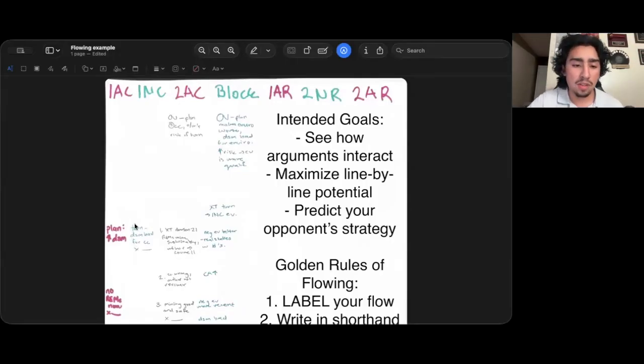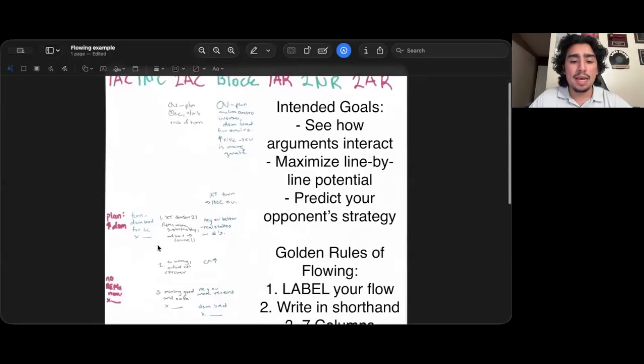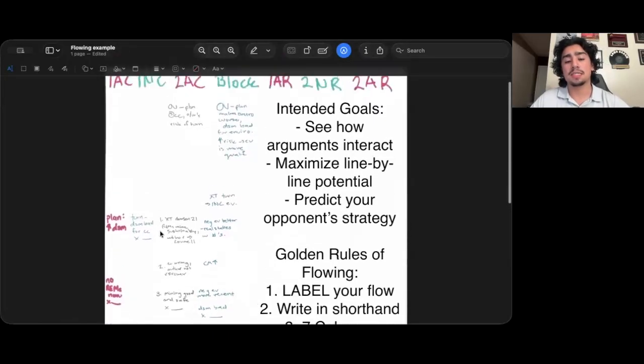So against this argument in the 1NC that says turn DSM bad for CC, again, if you can't read my writing, that's just the first 1NC argument. You'll see that the 2AC has at least 3 different arguments against it.